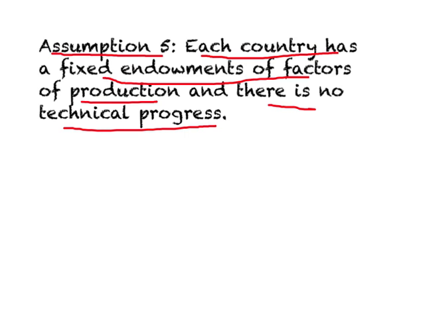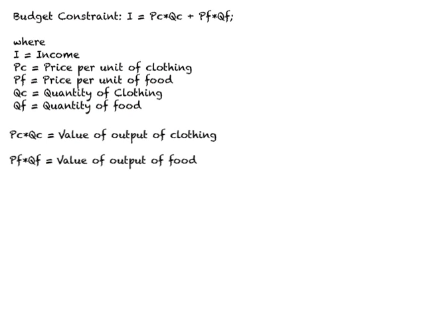we'll figure out exactly how much of clothing and how much of food is produced by this particular country, and for this we need to revisit the concept of equilibrium, but now on the production side, and that's what we'll call production equilibrium. In order to understand production equilibrium, we need information on PPC as well as on the budget constraint.